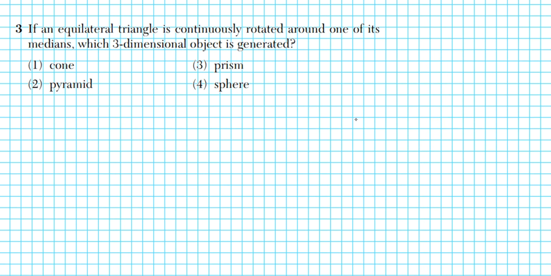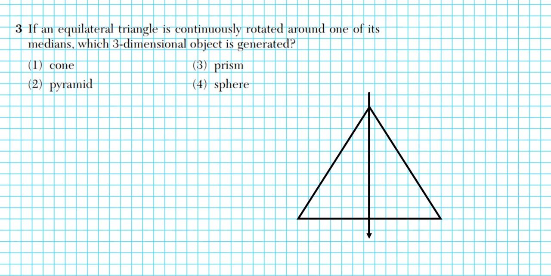It says, if an equilateral triangle is rotated continuously around one of its medians, which three-dimensional object is generated? Alright, let's start by sketching an equilateral triangle. It's not going to be perfect. So there goes your equilateral triangle right there. So let's draw one of the medians. I'm going to draw the median through the vertex on the top.